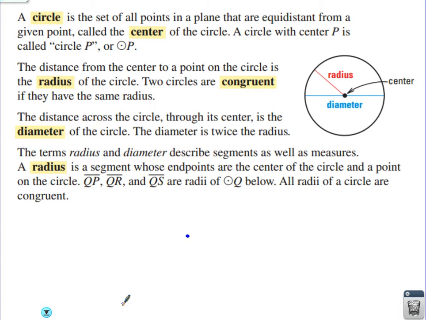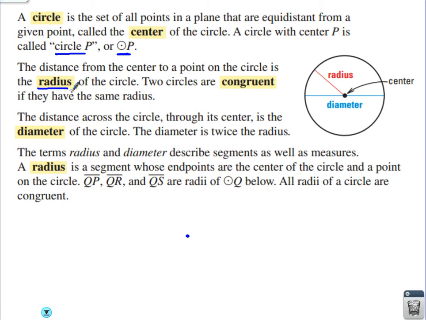A circle is a set of all points in a plane that are equidistant from a given point called the center. So that would be the center of your circle there. A circle with center P is called circle P, or there's the actual figure for it. You draw a circle with a center and then P. The distance from the center to a point on the circle is called the radius. If two circles are congruent, they have the same radius. That's what makes them the same.